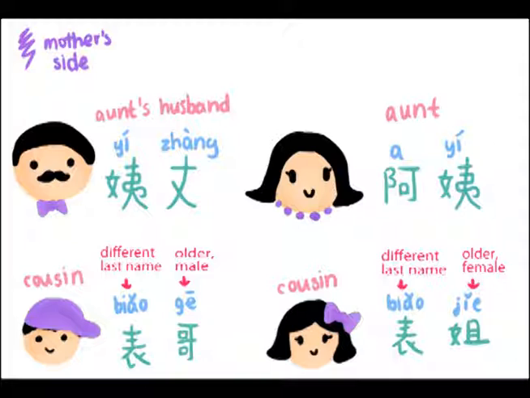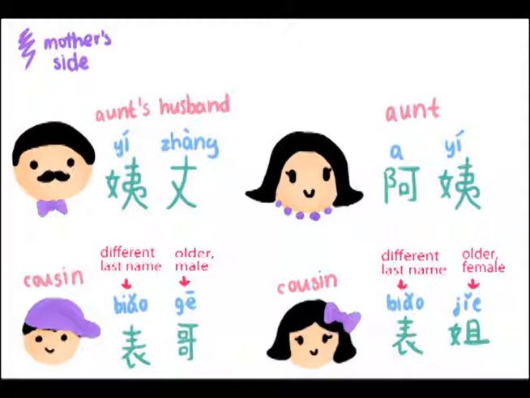Again, if they have a son that is older than you, he would be your Biao Ge. Biao indicates that he has a different last name from you, and Ge means that he is an older male since Ge means older brother. Biao Ge.